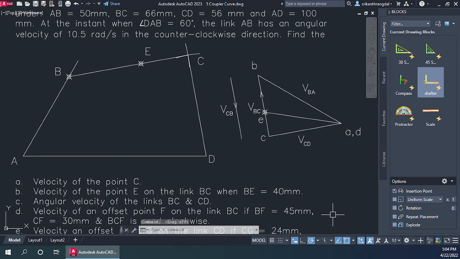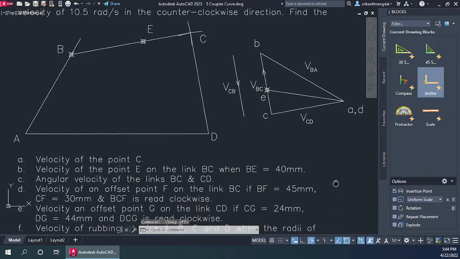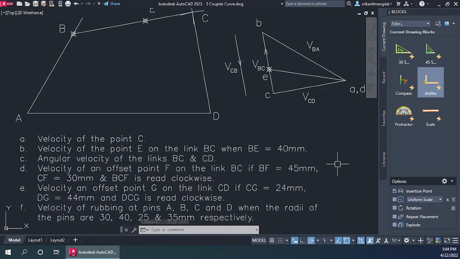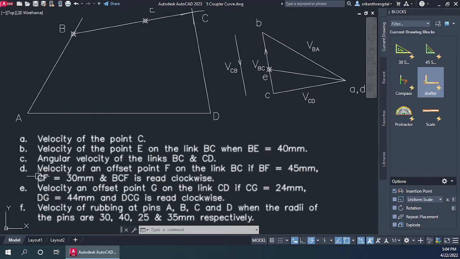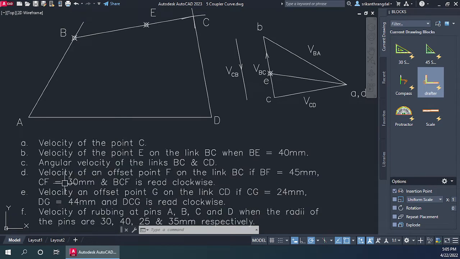So in this video we are going to find the velocities of points which are not directly on the links. So we have the D bit and the E bit with such a case. So we have a point F which is on link BC but not exactly on the line joining them, and we have been given the lengths BF and CF.